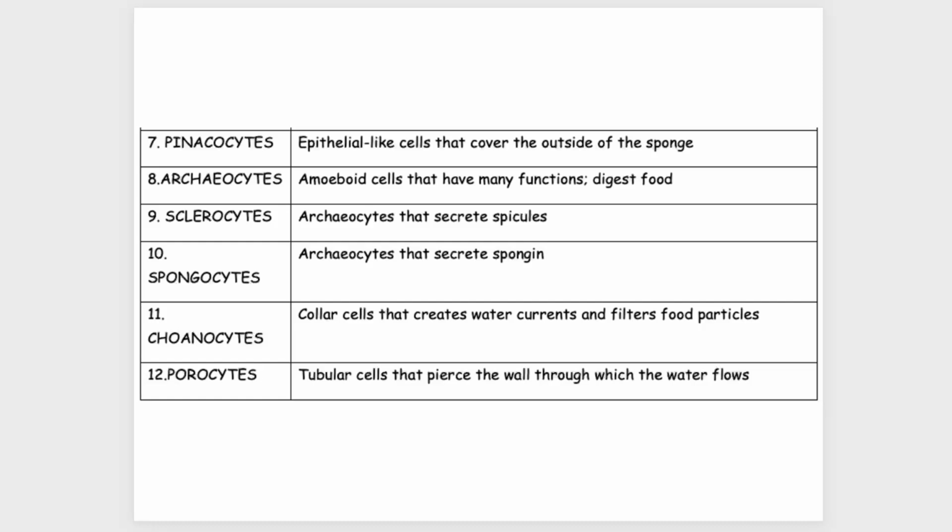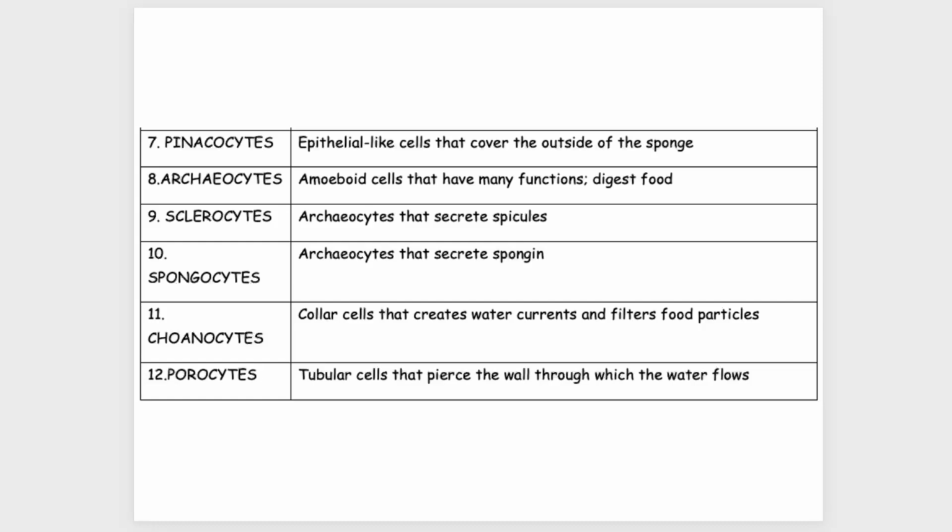Archaeocytes, these are amoeboid cells that have multiple functions, particularly important for the sponge, will be that they help it digest food. We have sclerocytes, or the archaeocytes, and these secrete spicules to form that skeletal structure. And then spongocytes secrete spongin, which helps give it a little bit of flexibility. You have choanocytes. They call these collar cells, and they have flagella on them. And that actually helps create the current that pulls the water into the sponge and then moves it out the osculum. The porocytes are tubular cells, and those, like a tube passageway, pierce the wall and then allow the water to flow into the sponge.